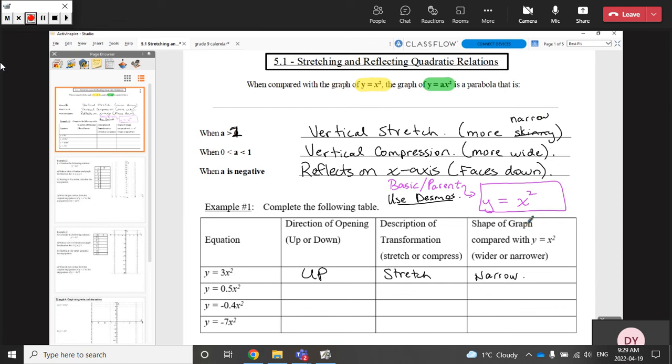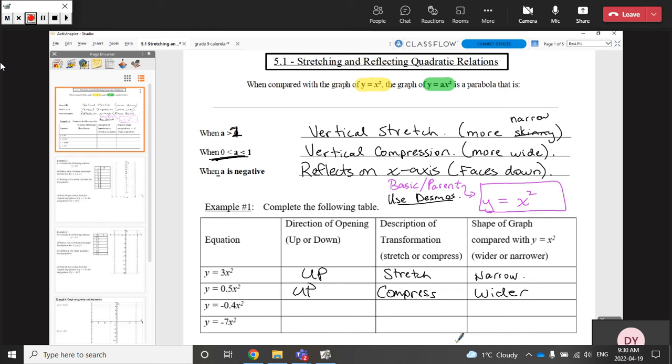Okay. How about y equals 0.5x squared? Is this going to be opening up or down? Up. Thank you. And is this a stretch or a compression? Compression. Absolutely, because it's between 0 and 1, right? So this one right here, that means this one's going to be a little bit more wide.